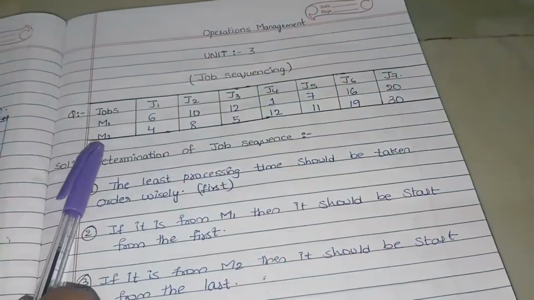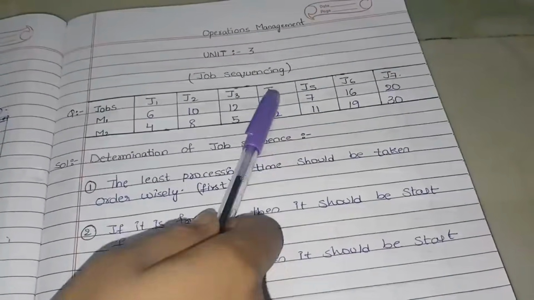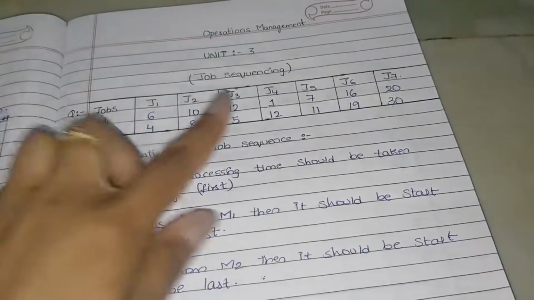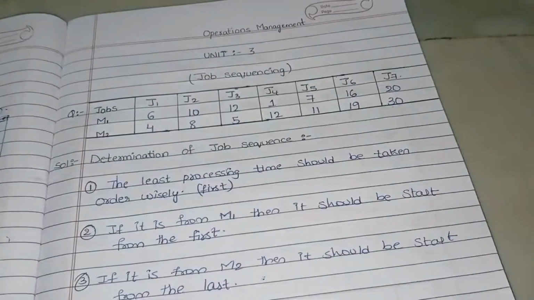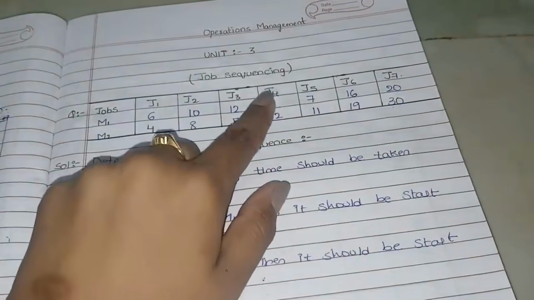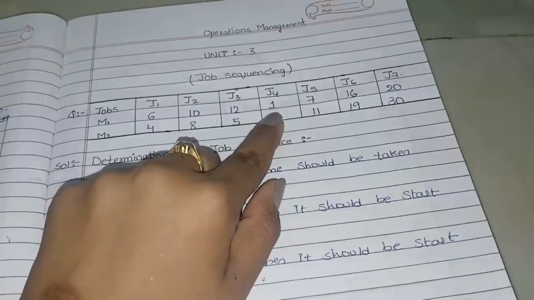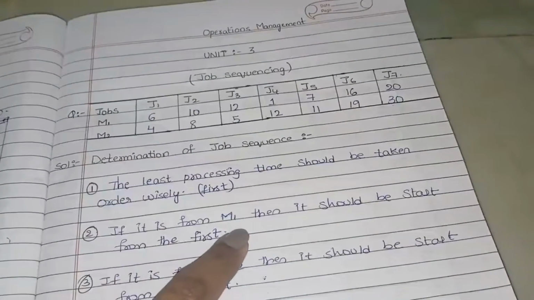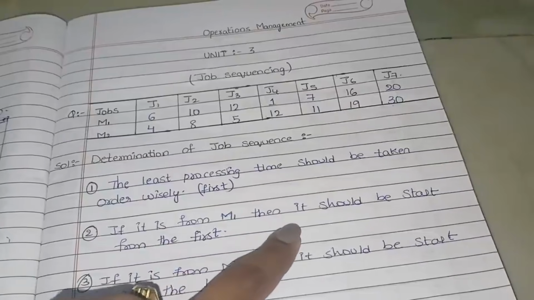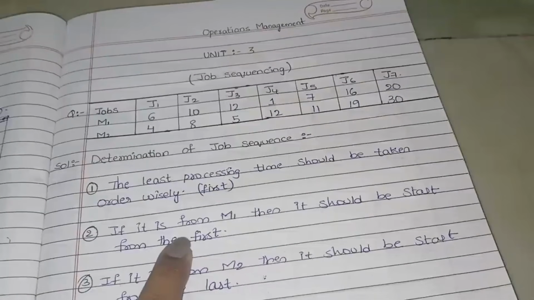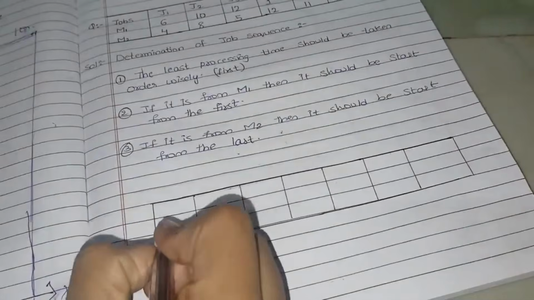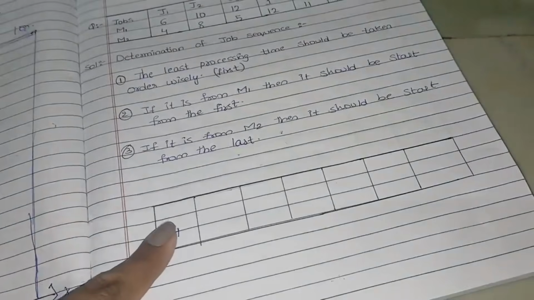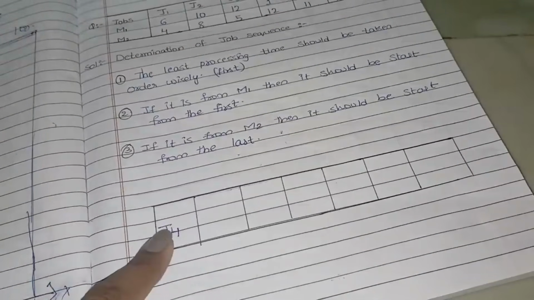Machine 1 is there, Machine 2 is there. Values: 6 4 10 8 12 5 1 12 7 and 11 16 19 20 30. What is the least number among all these? 1. Which job is this 1 in? J4. Is this 1 from Machine 1 or Machine 2? Machine 1. When it is from Machine 1, the least time should be taken from the first. So J4 should be written from here. Why are we writing J4 here? Because Machine 1 has the lower time, so J4 goes here.